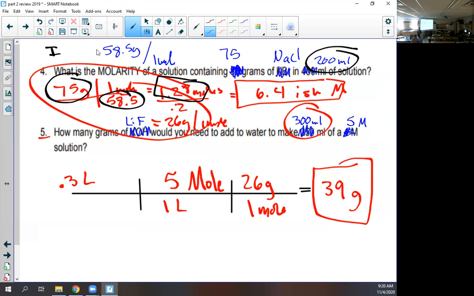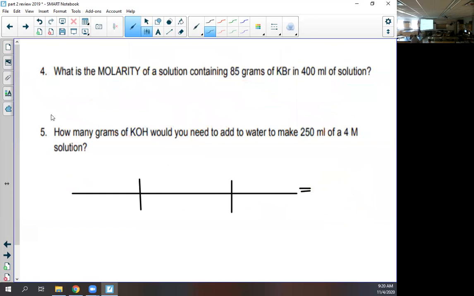Now, look real careful, though. In number 5, are there 3 numbers? Yes, but no. Where's the 3rd number? KOH. Remember I called it the hidden proportion a while ago? It's hidden. There are 3 numbers in that sentence. We just don't see the value.